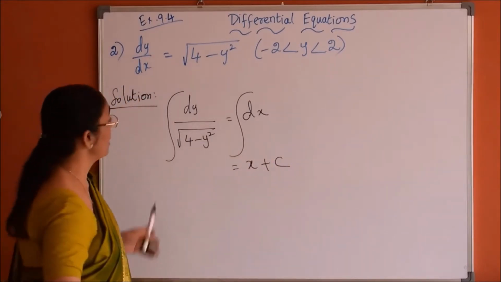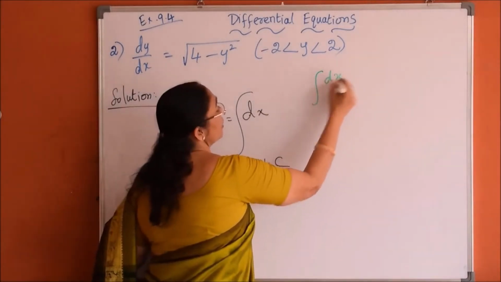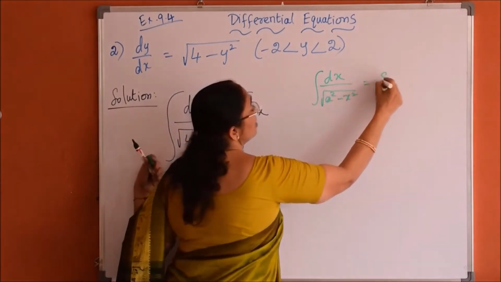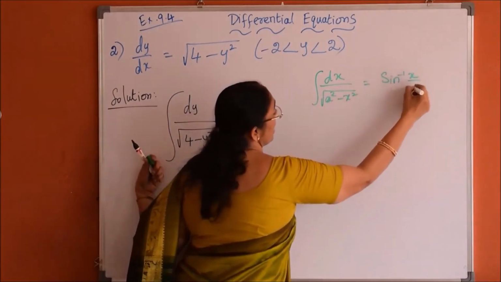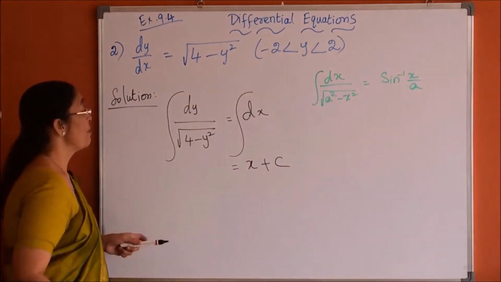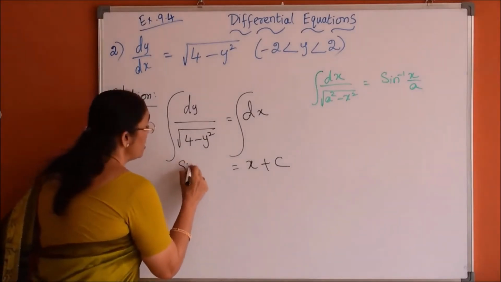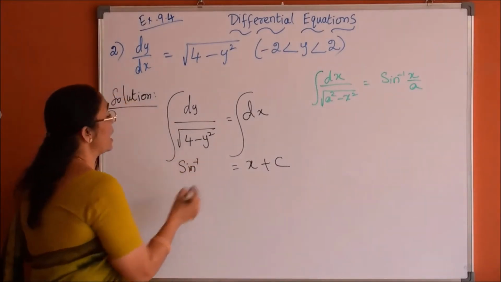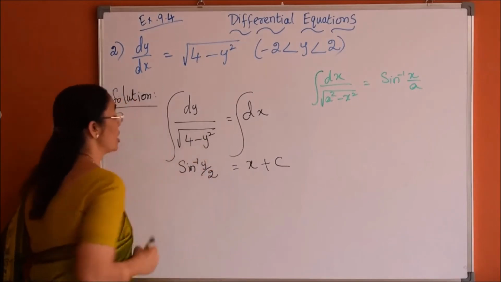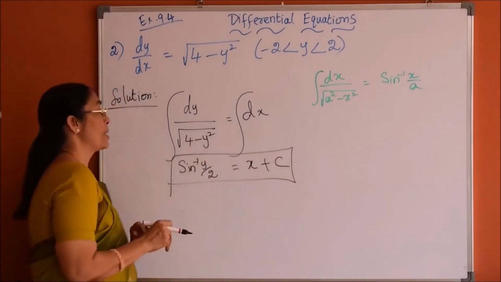Now, try to recollect the formula. Integration of dx by root over a square minus x square is nothing but sin inverse of x by a. Using that formula, integration of dy by root over 4 minus y square is nothing but sin inverse of x by a, here x is y, so y by 2. So the solution is sin inverse of y by 2 is equal to x plus c.